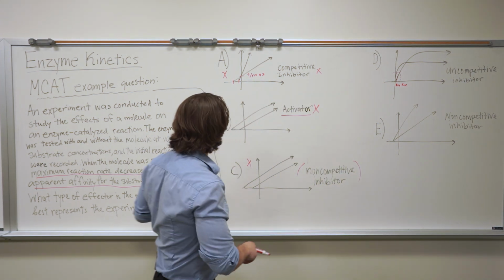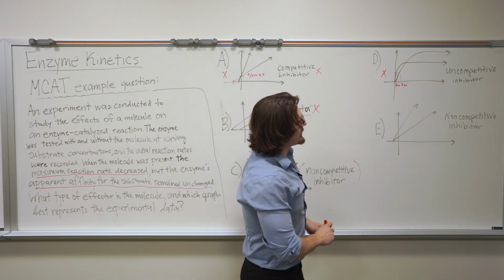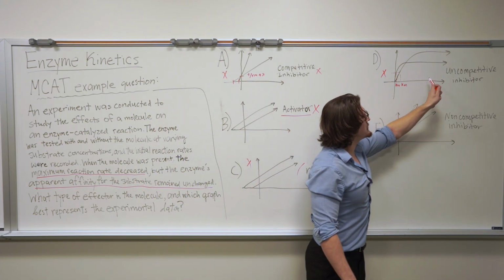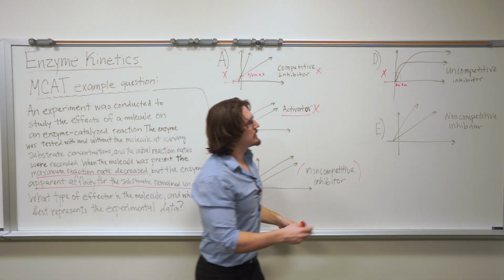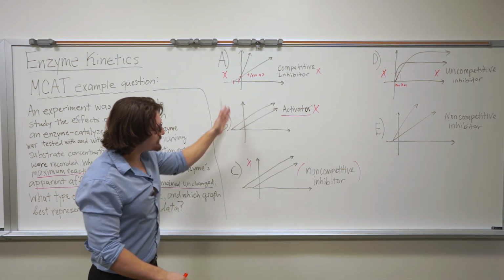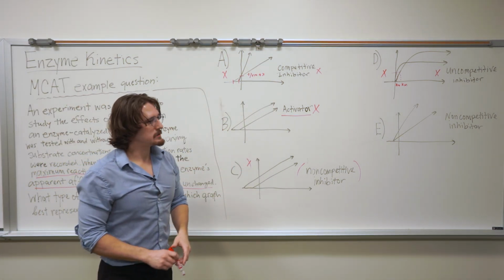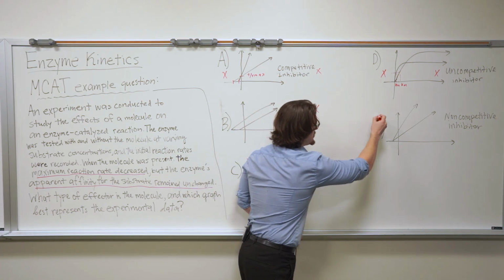And again, that's not consistent with the experimental data, so we're going to rule this one out. This is indeed the Michaelis-Menten graph of an uncompetitive inhibitor, but it's not consistent with what they're presenting. So this one's out. And just by doing this, we've arrived at the right answer, because there has to be a right answer, and if everything else is wrong, it has to be E.